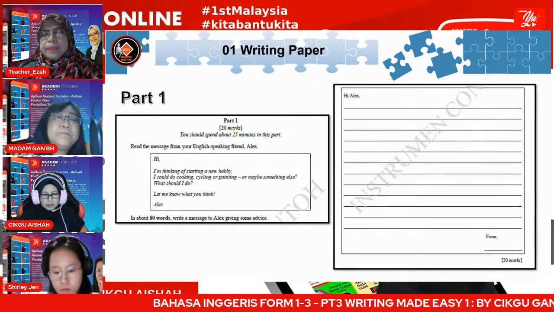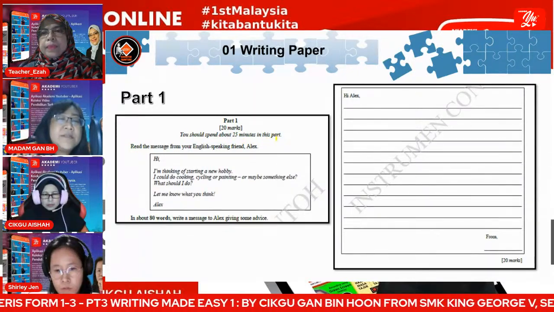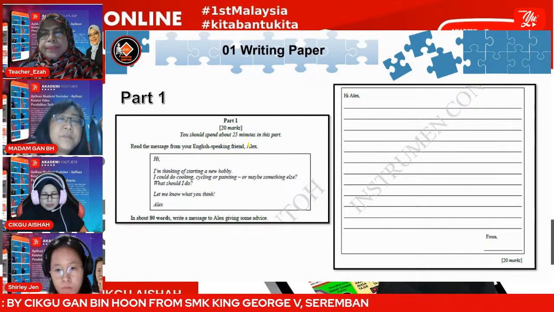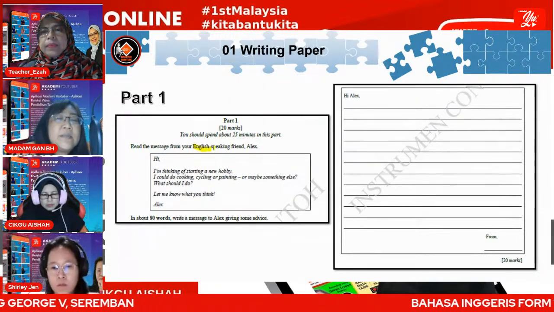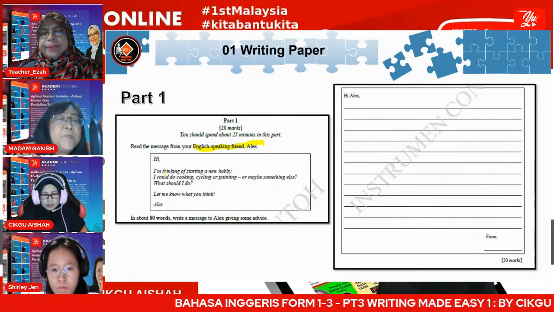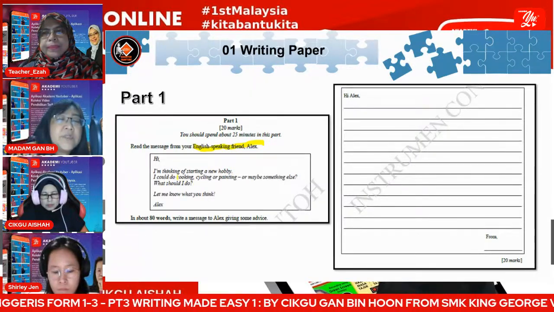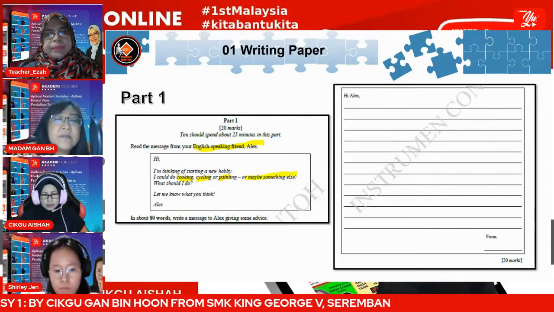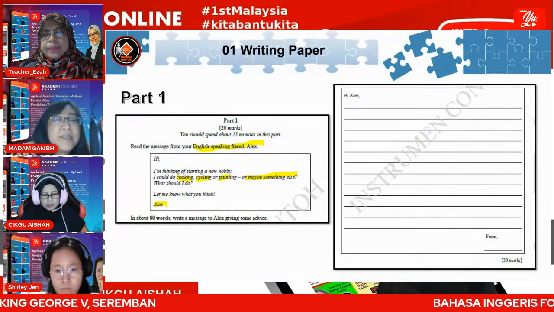So let's look at part 1. Part 1, 20 marks. You should spend about 25 minutes in this part. So you read the message from your English-speaking friend. When you read your question paper, you're supposed to highlight. Okay, it is better for you to highlight or underline. So it is an English-speaking friend. His name is Alex. So: hi, I'm thinking of starting a new hobby. I could do cooking. So there are options given: cooking, cycling, or painting, or maybe something else. What should I do? Let me know what you think. Okay, so this is a message from Alex.